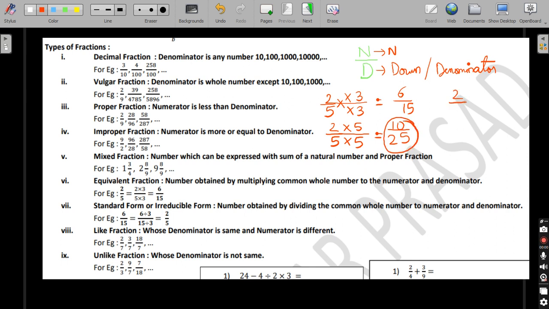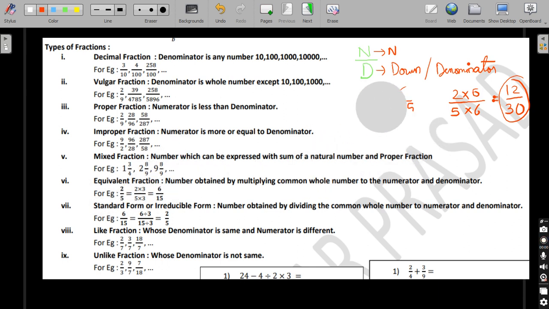Again, it can be represented like that. There is no limit, we can find any number of equivalent fractions. For 2 by 5, let us take 6 and 6. Again, 2 6s are 12, 5 6s are 30. This is also an equivalent fraction. So like that, you can make infinite equivalent fractions from a proper fraction. As you are able to see here, for 2 by 5 I have taken 3 and 3. The number should be multiplied in the numerator and denominator both. Hope you are getting the idea of what we mean by equivalent fraction.